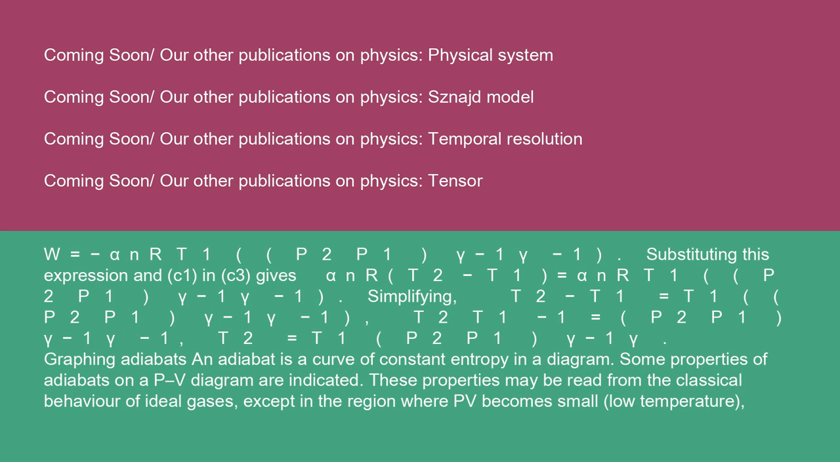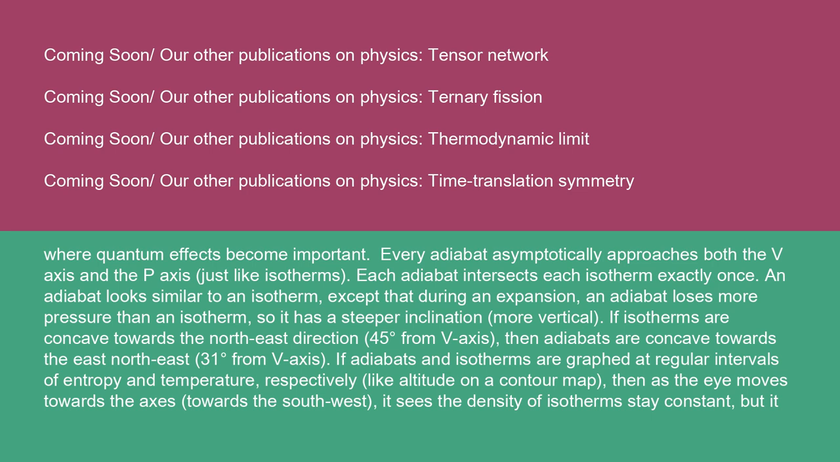Graphing adiabats: an adiabat is a curve of constant entropy in a diagram. Some properties of adiabats on a P-V diagram are indicated. These properties may be read from the classical behavior of ideal gases, except in the region where PV becomes small, low temperature, where quantum effects become important. Every adiabat asymptotically approaches both the V-axis and the P-axis, just like isotherms. Each adiabat intersects each isotherm exactly once.